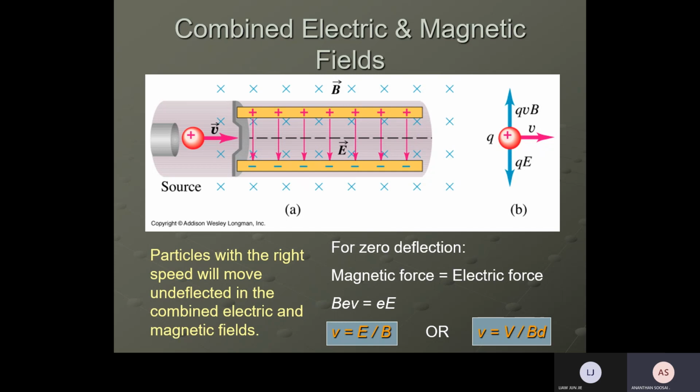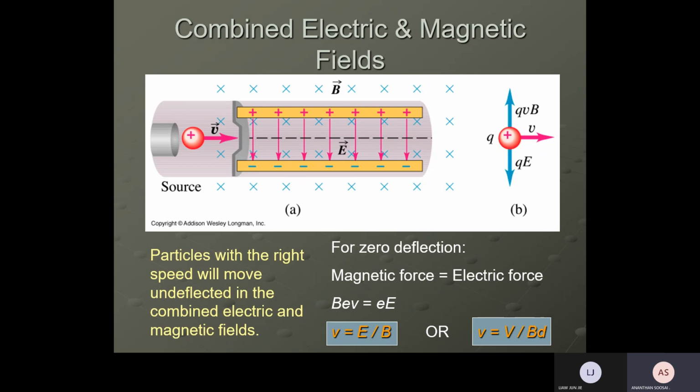Okay, that's one use. Another important use of this effect: this electric field and magnetic field application is called a velocity selector.